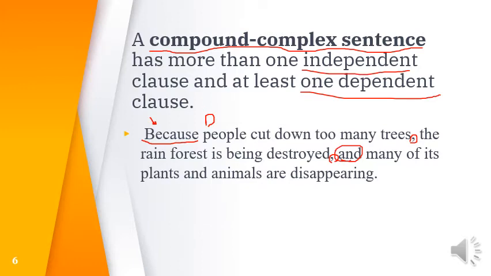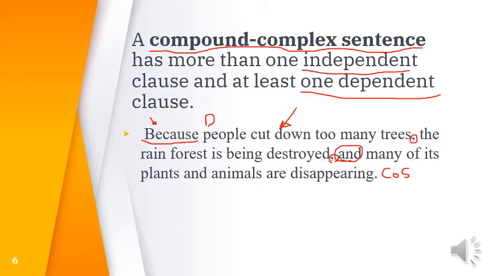And, yes. So this is a compound sentence. The rainforest is being destroyed and many of its plants and animals are disappearing. This is a compound sentence. And this compound sentence, which is composed of two simple sentences or two independent clauses, these are the same. Independent clauses are like simple sentences, and they are attached to one dependent clause, which is because people cut down too many trees. You got this?